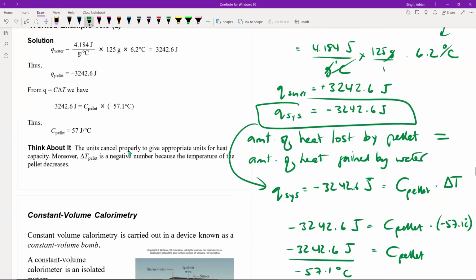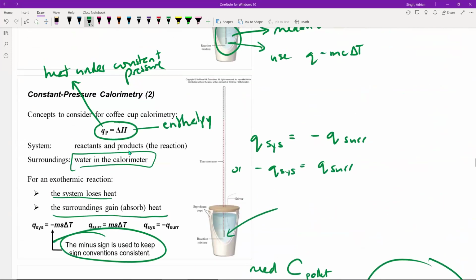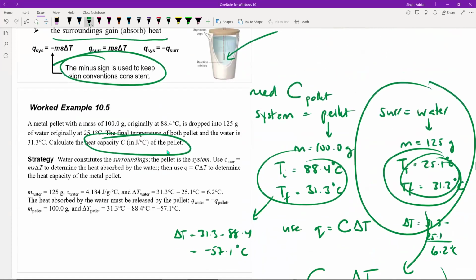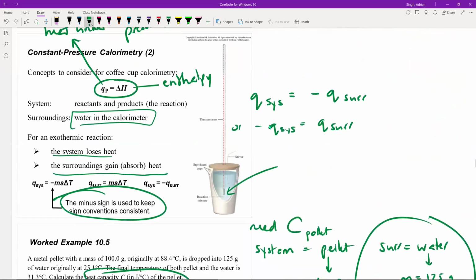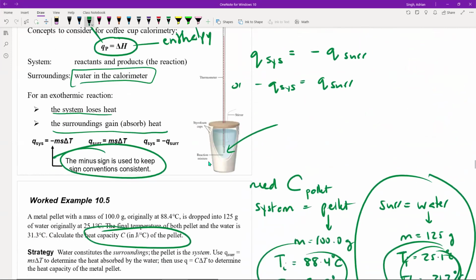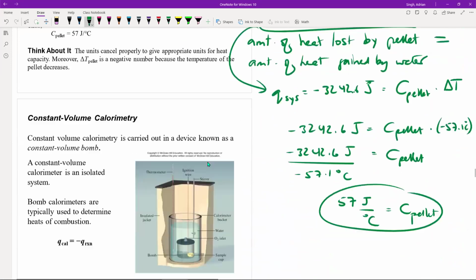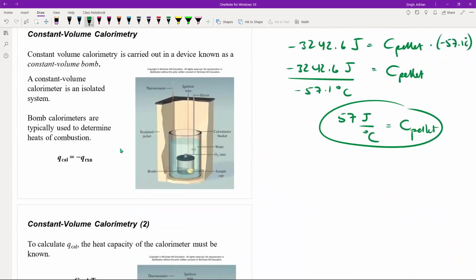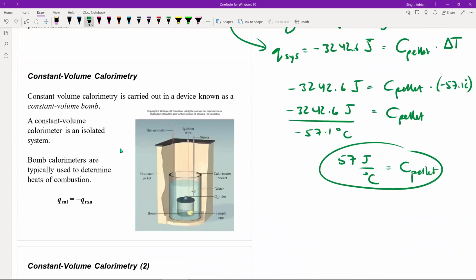So that's using constant pressure calorimetry, and again, making these equalities here. The heat of the system is equal to the negative value of the heat of the surroundings, which will allow us to solve that. Constant volume calorimetry is slightly different.